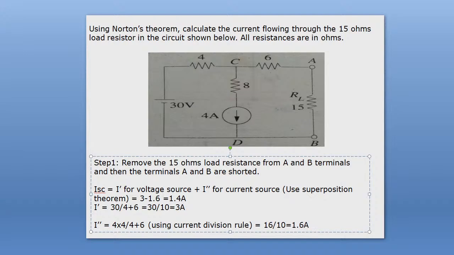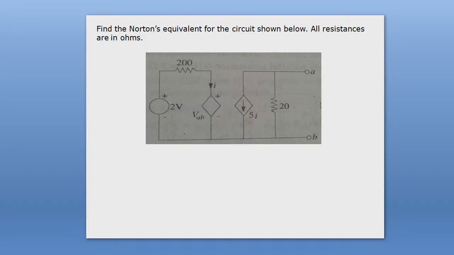Okay, now we will solve another problem for which the circuit consists of both independent and dependent sources. Whatever we have discussed till now, the circuit consisted of only independent sources. Now we will solve a problem where our circuit consists of both independent and dependent sources.